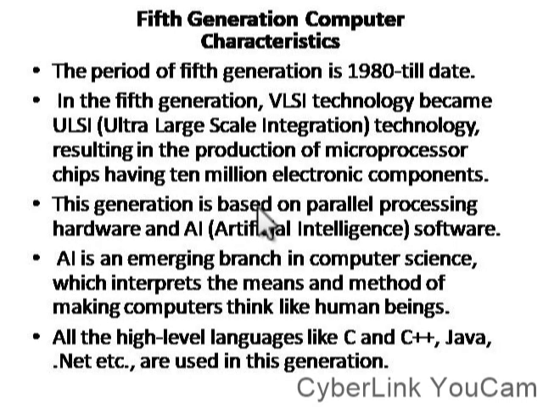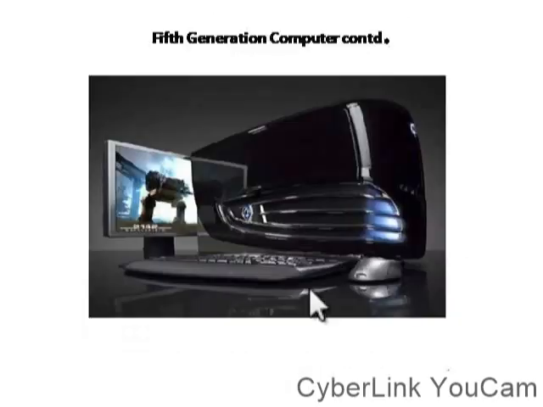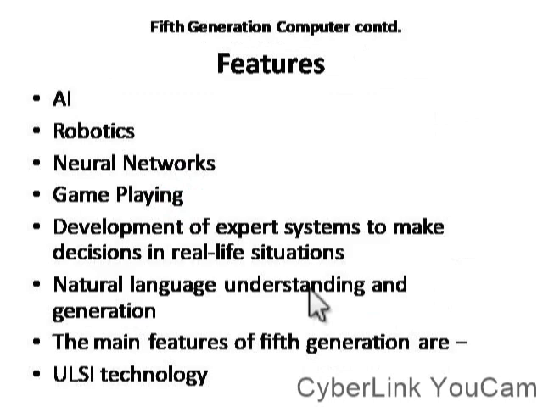The period of the fifth generation is 1980 till date. In the fifth generation, VLSI technology became ULSI technology, and it is based on parallel processing hardware and AI. AI is an emerging branch in computer science. All the high-level languages like C, C++, Java, .NET are used in this generation. You can see the fifth generation computer in this picture, and its features are here: AI, robotics, neural networks, game playing, development of expert systems to make decisions in real life situations, natural languages.